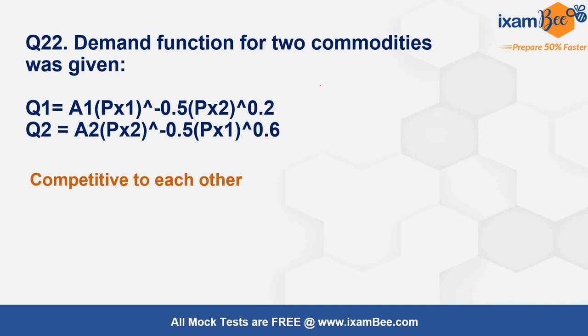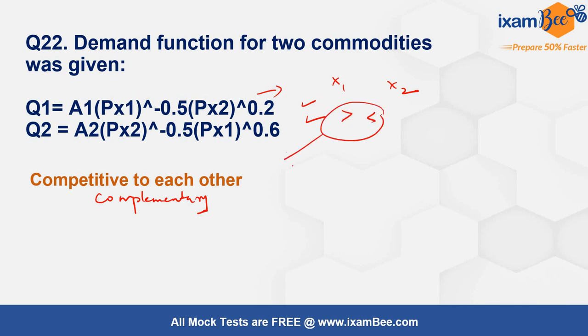Now, next question is that a demand function for 2 commodities was given, and you have to find out the relationship between the 2 commodities, whether these are competitive or complementary to each other. So how you can solve such a question is that you can differentiate these demand functions with respect to x1 and x2 and see the signs of the slope that you get, whether it's negative or positive, and depending upon that you can conclude. So it should be competitive to each other.